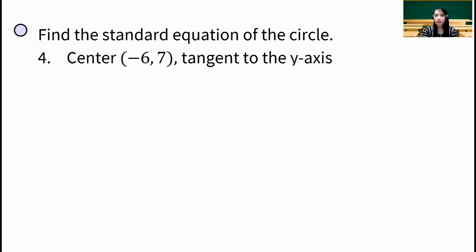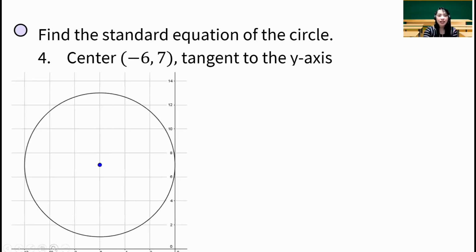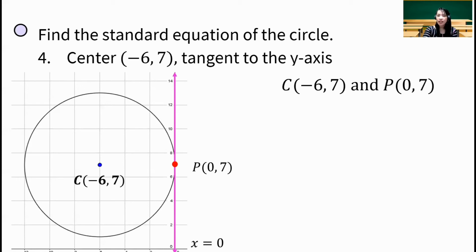Let's have a graph of this. The center is at -6, 7, and a point touches the y-axis, or the line x equals 0. So we can identify a point here. That point is 0, 7. So given the center and a point on the circle, we can first get the radius, the value of r, using the standard equation of the circle.